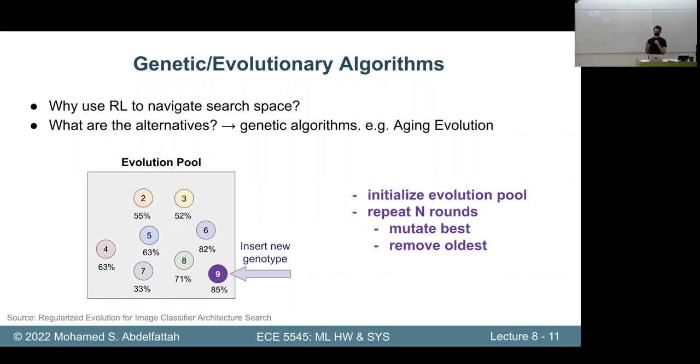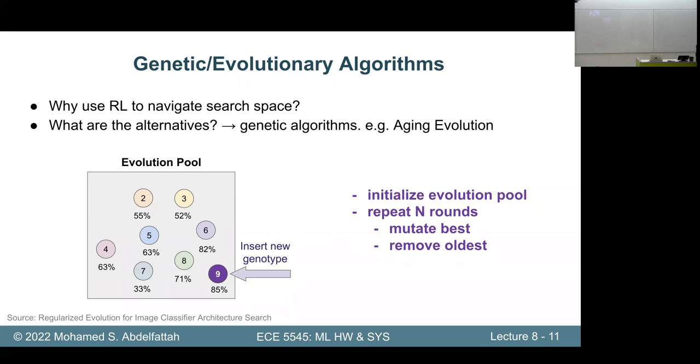And there are so many search algorithms out there that we can use to do this as well. But this one has been quite successful. And in general, genetic and evolutionary search algorithms have been very successful as optimization algorithms, so as discrete optimization algorithms. And so that's what we do. We initialize the evolution pool. We repeat it n rounds where we mutate the best model, remove the oldest model, and we keep doing that again and again.